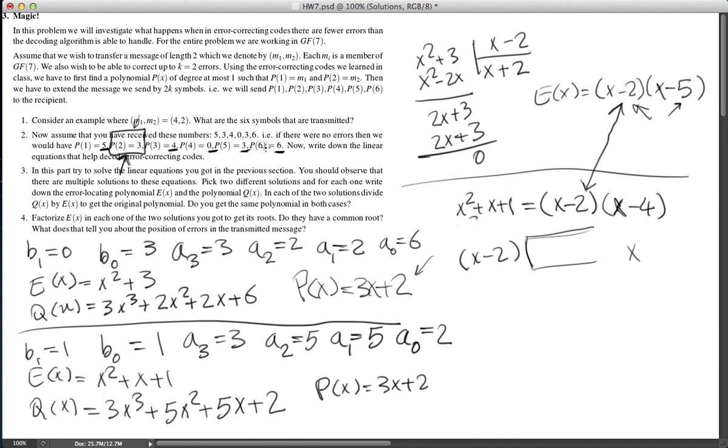But it doesn't matter. Another way to look at it is that whenever you have this polynomial e of x, which is x minus 2 times x minus 4, it's kind of like you're saying that there is an error at point 2 and there is also an error at point 4. Well, you could interpret there being an error at point 4 as changing the value at point 4 to some value, but that value happens to be the same thing that we sent. So you could count a non-error as an error, and that would not ruin your algorithm.